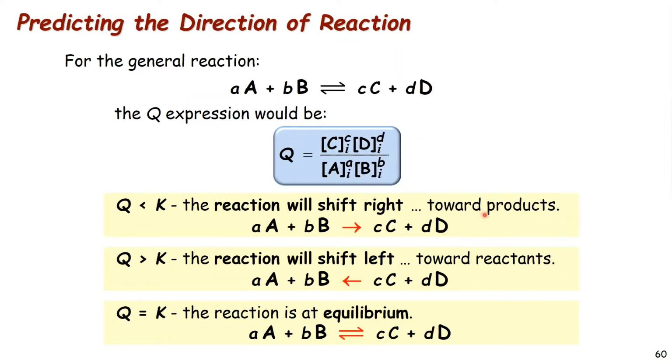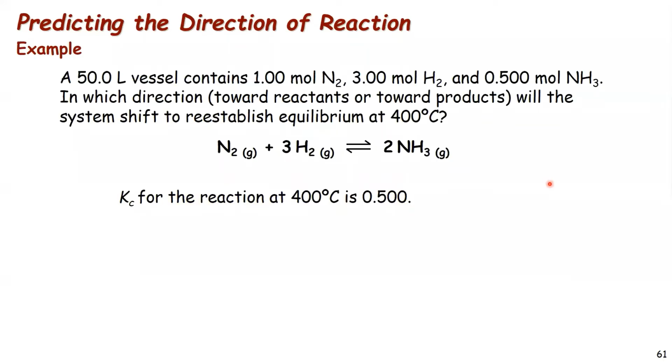Okay, let's put this to the test. Let's say we have a 50-liter vessel and it contains 1 mole of N2, 3 moles of H2, and 0.5 moles of ammonia. I want to know in which direction, toward reactants or products, will the system shift to reestablish equilibrium at 400 degrees Celsius. And at 400 degrees Celsius, the equilibrium constant is 0.5.